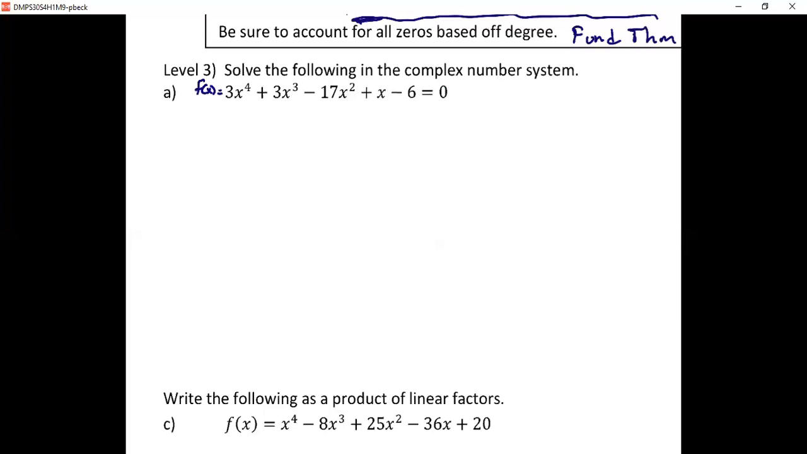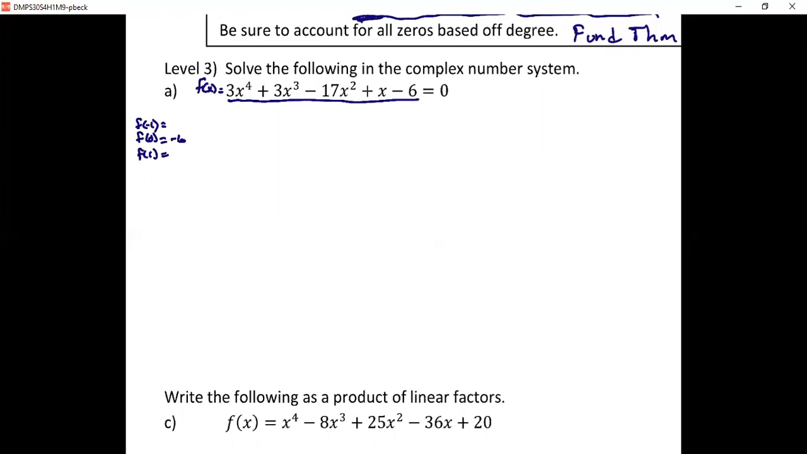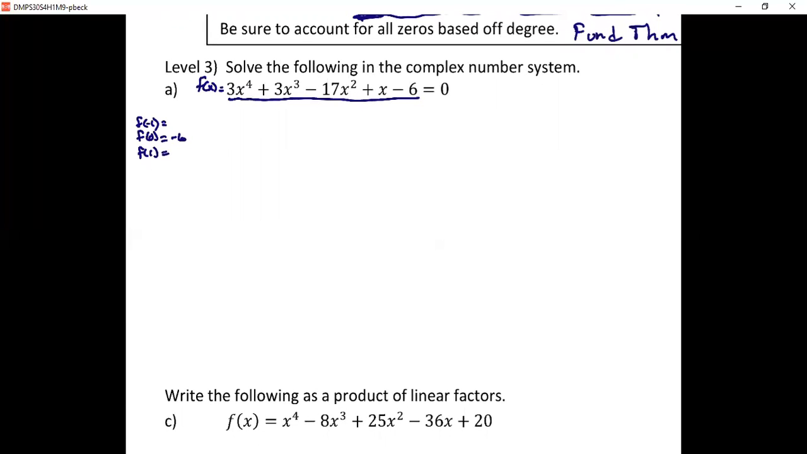Since there's no GCF, not factored by grouping, let's make this f of x. So what is f of 0? What is f of negative 1? And f of 1. My hope when I do this is I can either see a change in signs or I can find a 0. So f of 0 is negative 6. And by the way, I'm looking at this as the function I'm testing values in. If I plug in 1, f of 1, and put all that together, I will end up with negative 16.